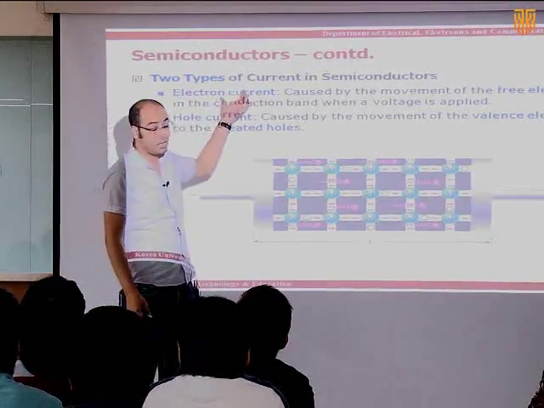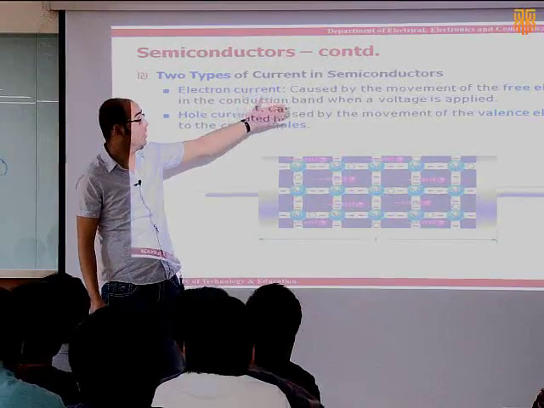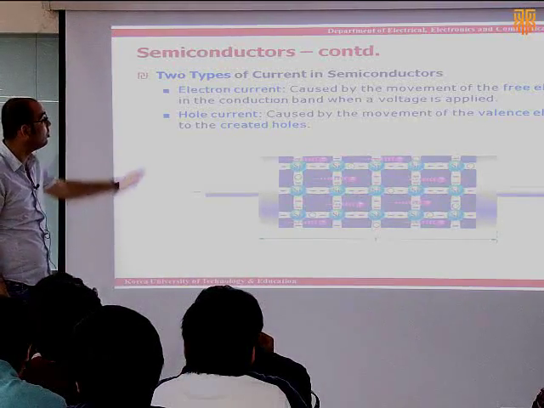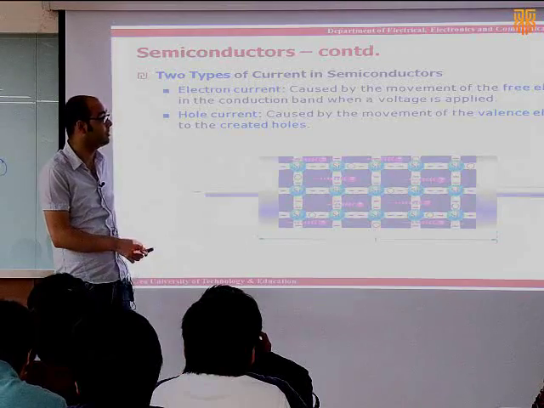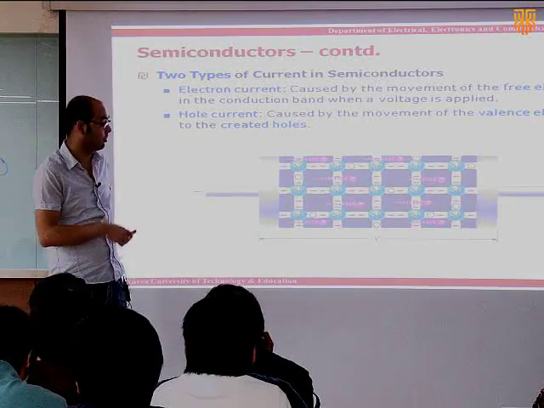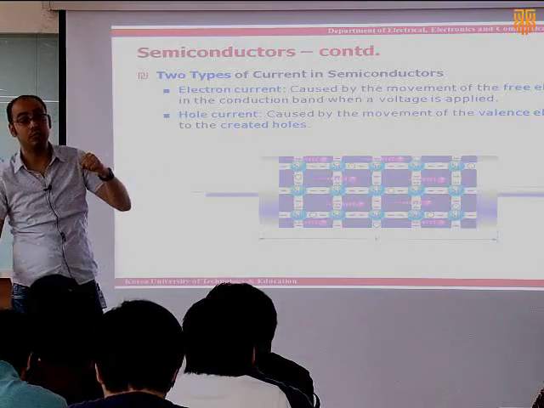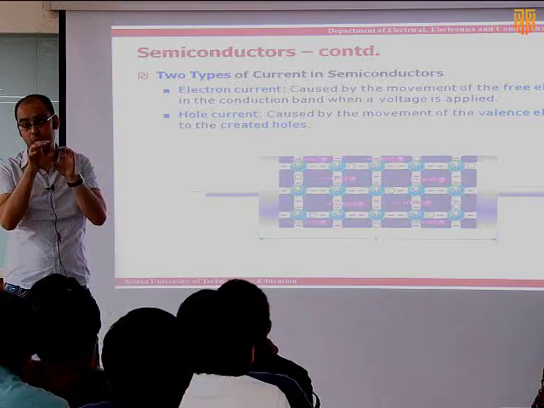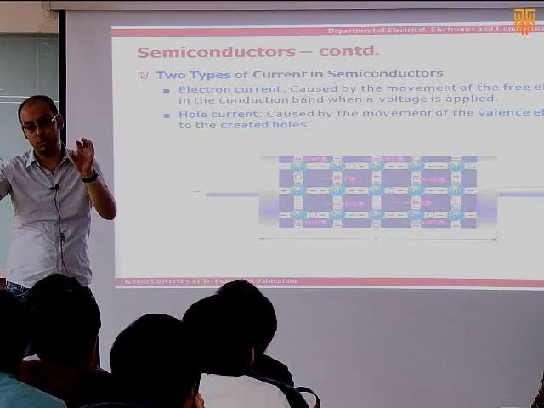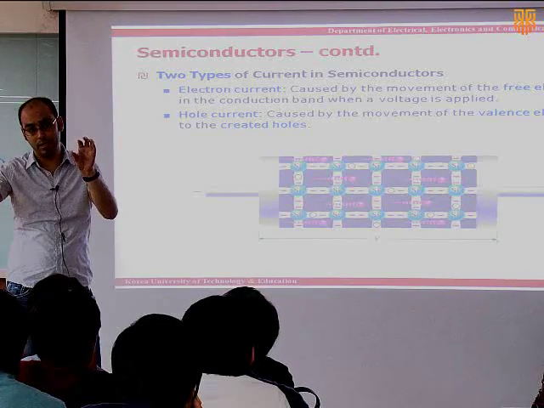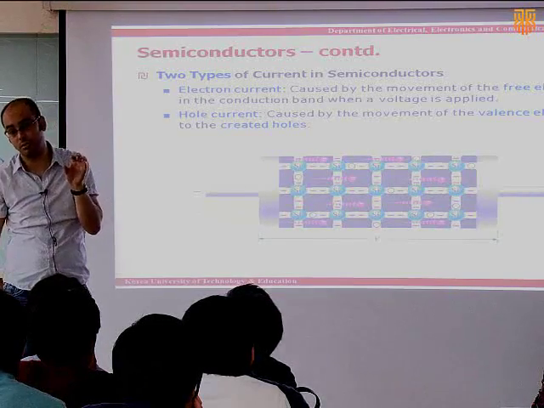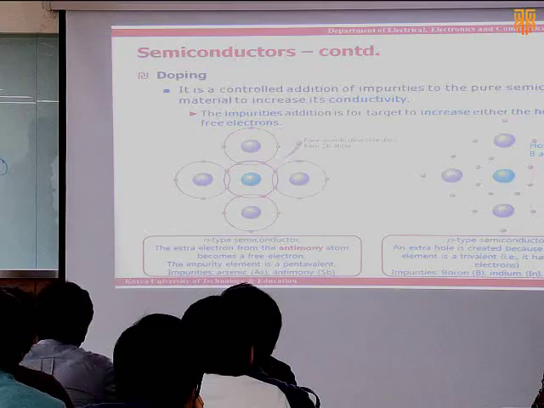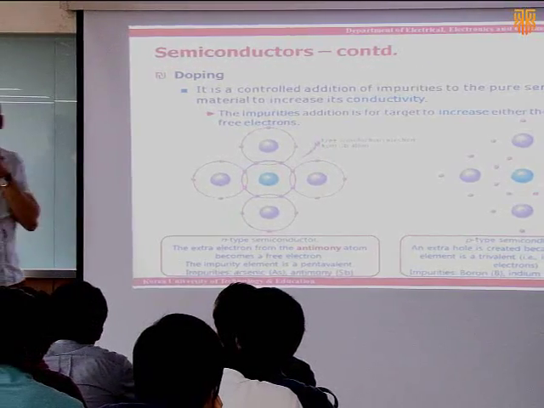The reason for this current is that the free electrons move in the conduction band. And the hole current is caused by the movement of valence electrons to the created holes. When some electron leaves the valence band, it leaves a hole there. That hole is positive. So some electrons in the valence band can move to this vacancy, which is the hole.